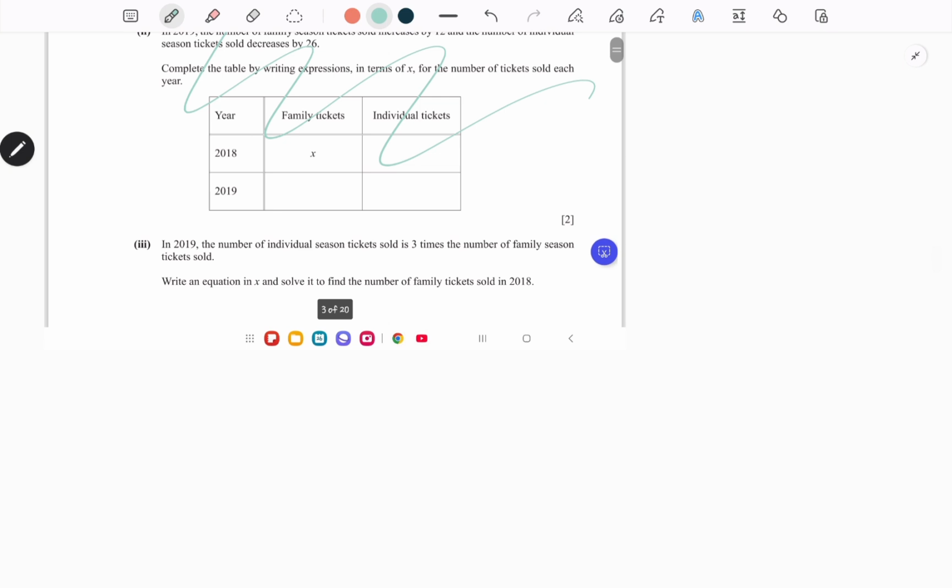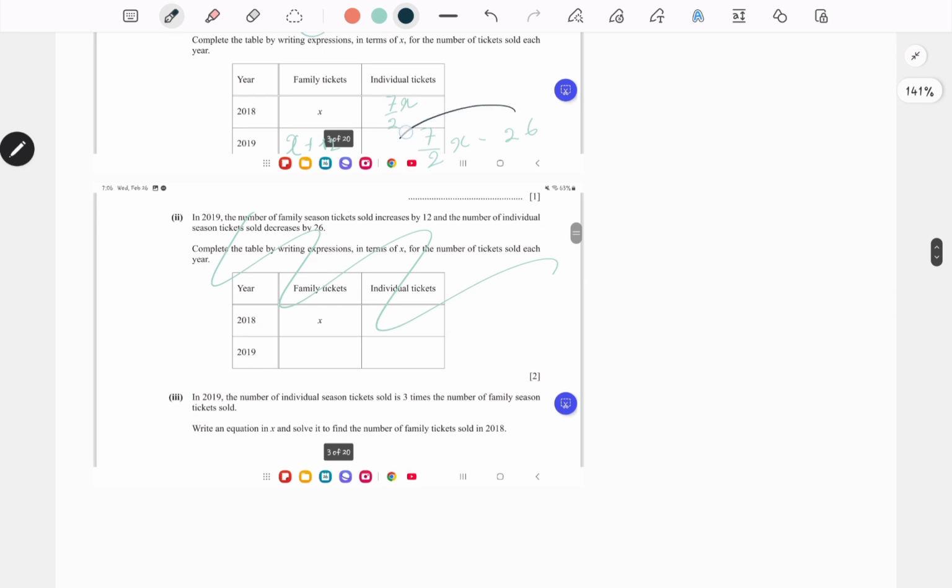In part 3, they said in 2019, the number of individual season tickets sold is 3 times the number of family season tickets sold. Write an equation in x and solve it to find the number of family tickets sold in 2018. First of all, in 2019, the number of individual tickets is 7 over 2x minus 26, which is equal to 3 times the number of family tickets sold, which is 3 times x plus 12. Very simply, you're going to solve it.